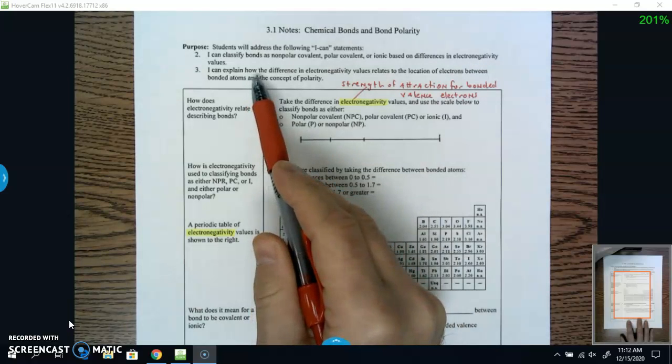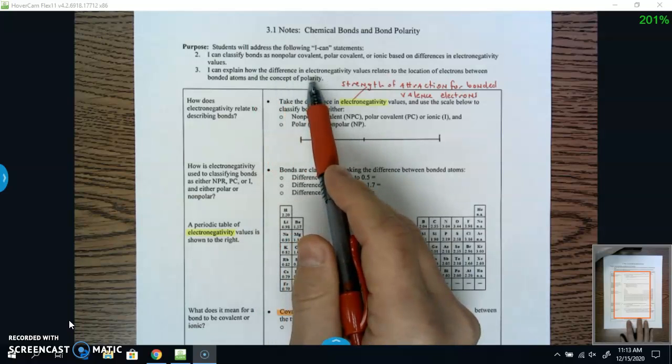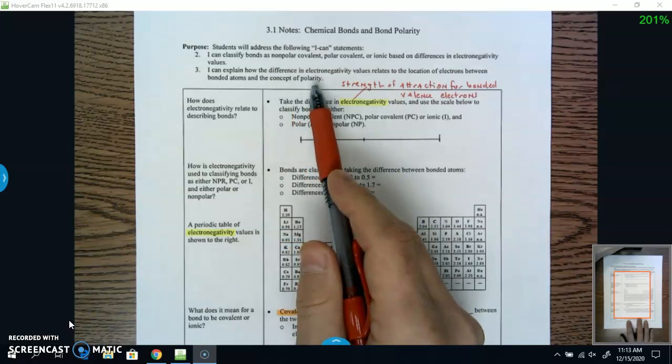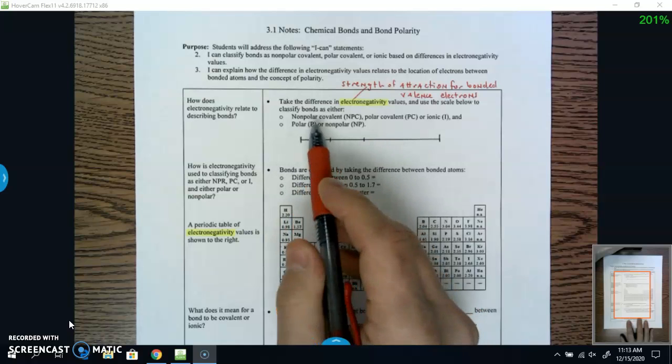This next one is probably new to you. It's about explaining differences in electronegativity and how that relates to the location of electrons between bonded atoms and the concept of polarity. So I think that's probably new to us. To start out, just a little reminder.